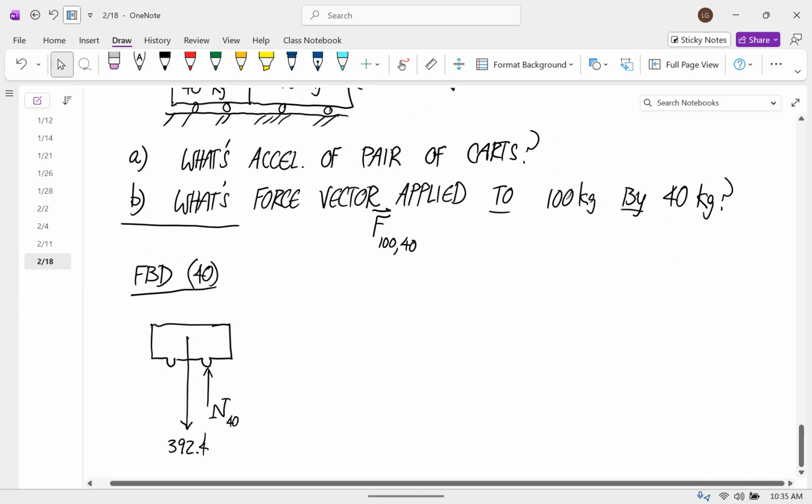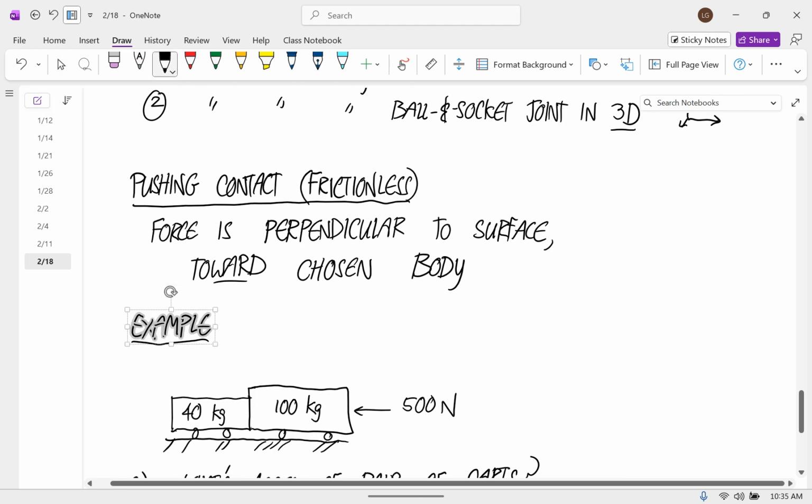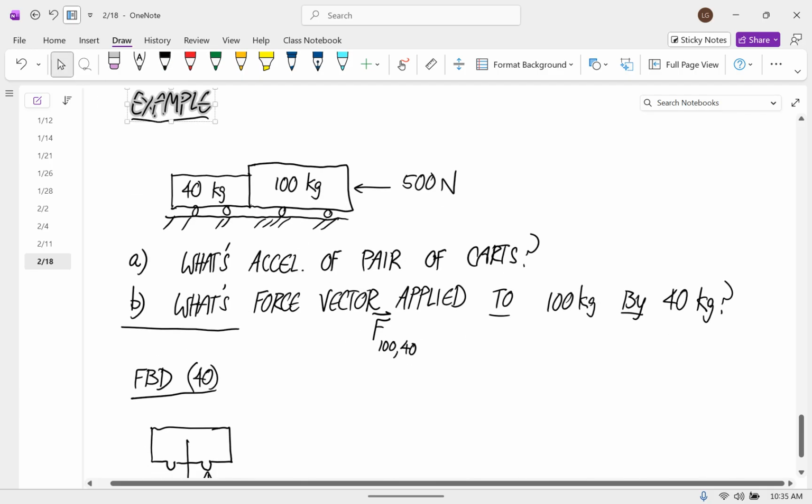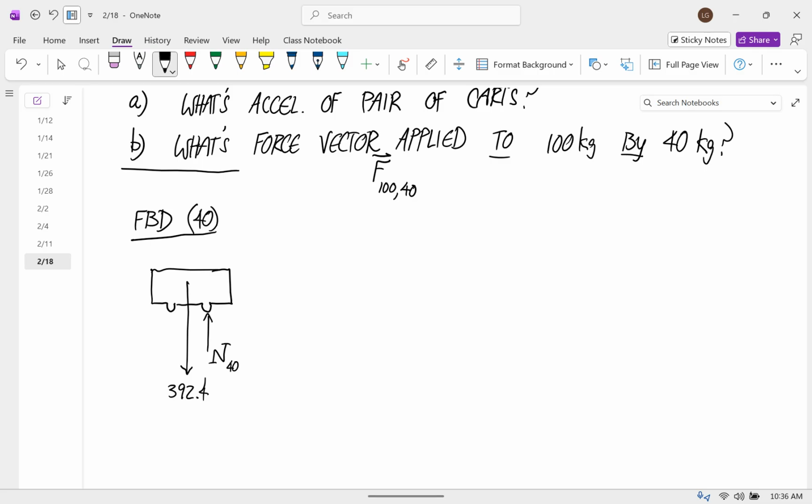And then if you keep going around, there's one other place. Oh, and notice how what I said here is this pushing force is always perpendicular to the surface toward the chosen body. So this normal force is perpendicular to the ground, from the ground towards the cart. So that makes sense. And now we go up here. There's another pushing force that's applied to the 40 by the 100. So the rule says perpendicular to the surface toward the chosen body, and I'll call that R.